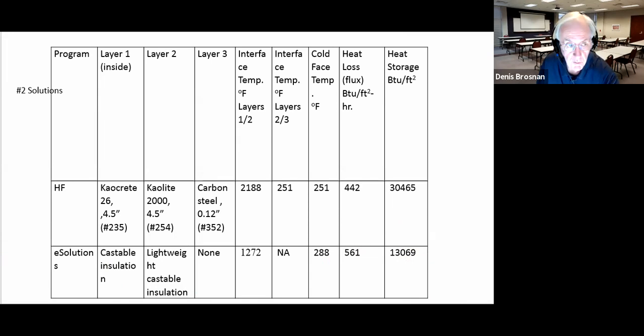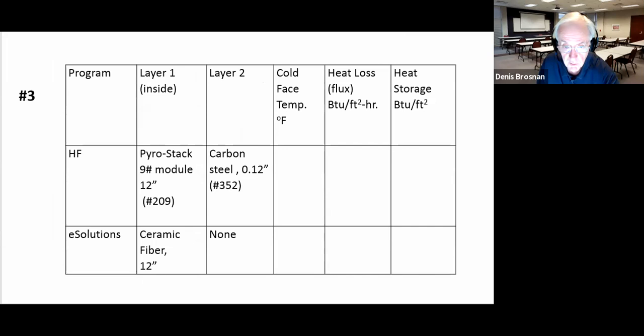Okay, so we've done an exercise with brick linings, castable components in the lining. Let's do one with modules, fiber modules in the lining. So I picked Pyrostack. That's one of the thermal ceramics brands in my database, number 209 in the program I'm using. I can only pick a ceramic fiber in eSolutions. So I use 12 inches. Carbon steel shell, there's none required in eSolutions to do the program. So let's get about the business of looking.